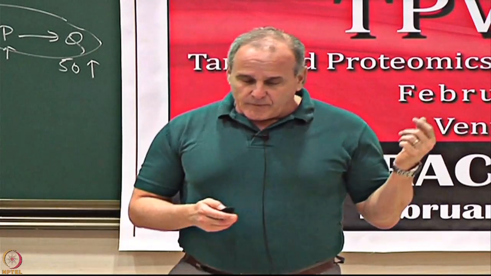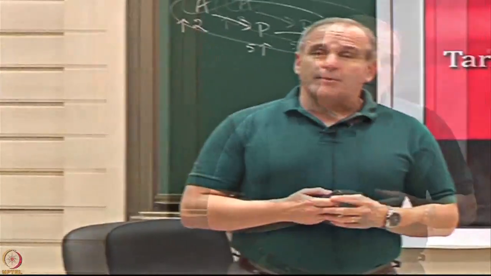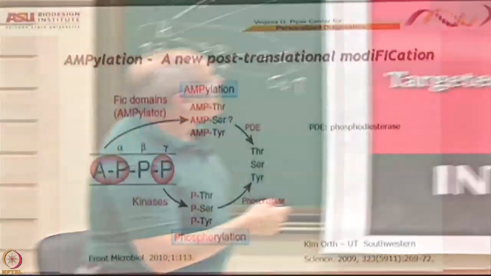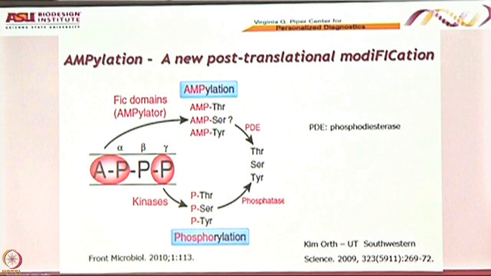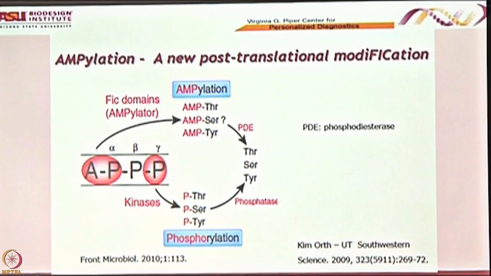So one of the first stories that we looked at was ampylation. You're all familiar with this part of the pathway where you have ATP and the gamma phosphate on ATP is added to threonine, serines or tyrosines on proteins in a process that we call phosphorylation, and that is usually catalyzed by an enzyme called a kinase, right? So you've seen that a million times by now.